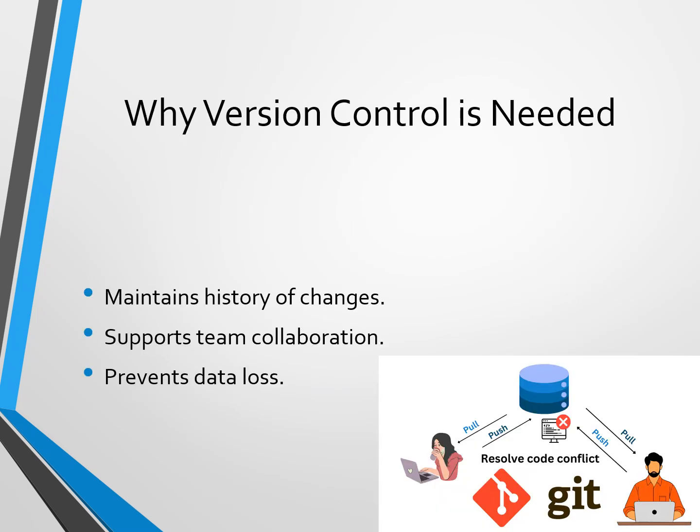Now, why version control is needed. It is needed to maintain history of changes, support team collaboration, and prevent data clashes. Version control is a system that helps developers track, manage, and collaborate on code efficiently while maintaining a complete history of changes. It allows a rollback to previous versions and prevents data loss.